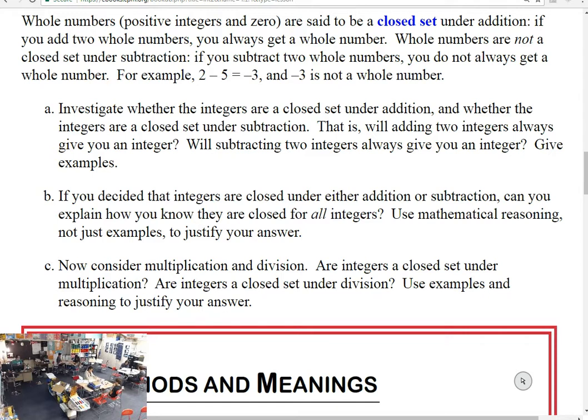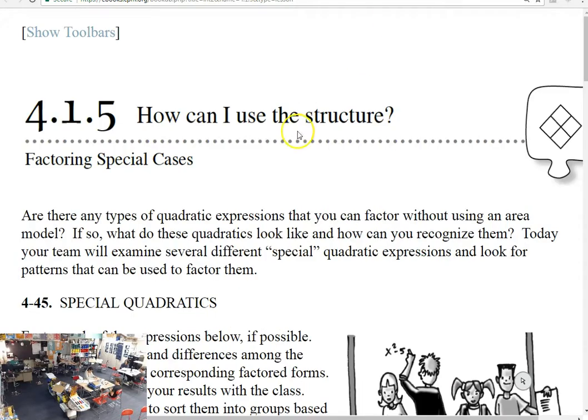Then we could start to deal with powers and roots, and discuss whether those sets are closed or open. Alright, does that make sense? Yeah. Let's move on to 4 and 5.